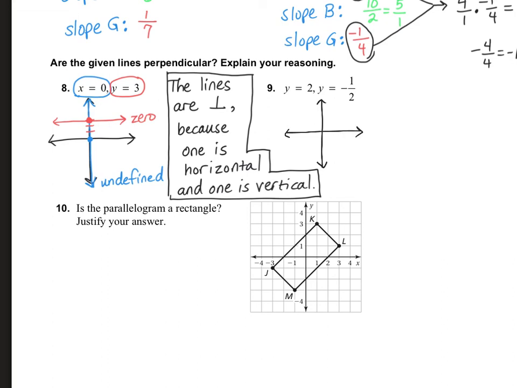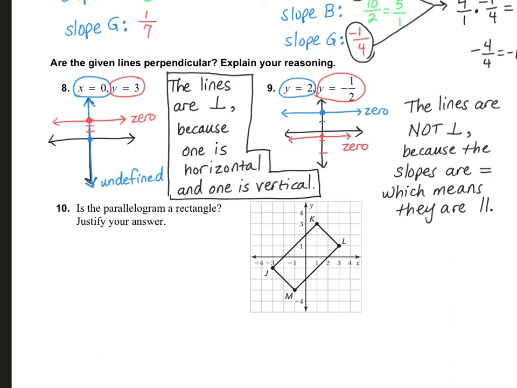For number 9, I have y is equal to 2. If I count up 2, I'm going to cross the y-axis at 2, and I'm going to be horizontal. This is going to be a slope of 0. The other line is y equals -1/2. If I count down, I need to go to halfway between 0 and -1, and it's also going to be a horizontal line, which means its slope is also 0. So these lines are not perpendicular because they have the same slope. Instead, they are parallel.